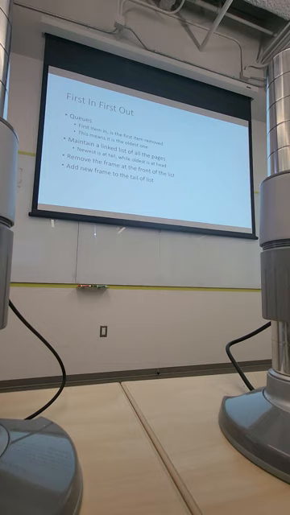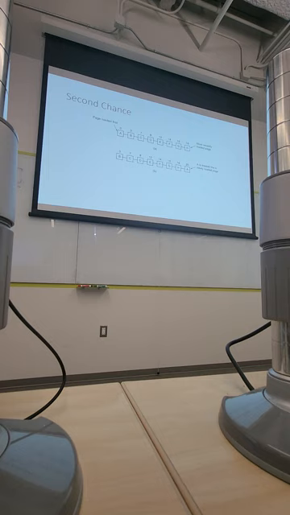Okay, so this is what's called a second chance loop. So we have our A, B, C, D, E, H. We actually put A back in the loop, into the queue, right?